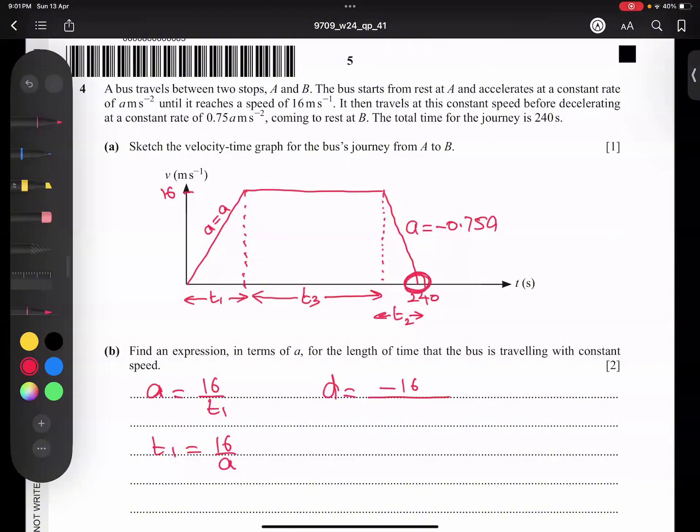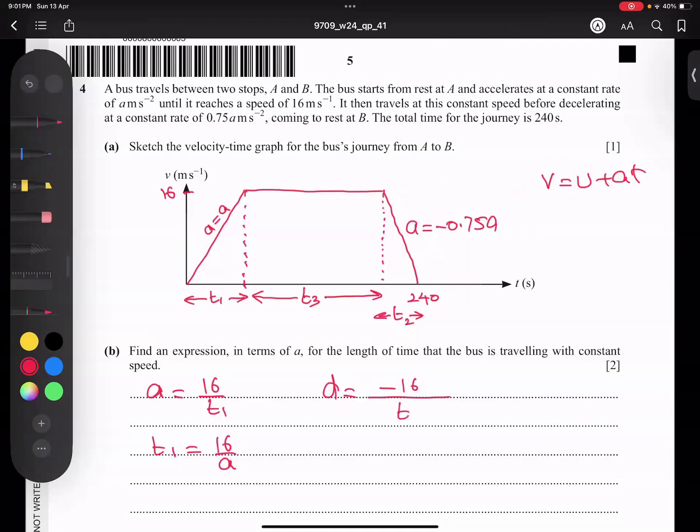Here we have A. If you're not comfortable, you can use this formula: V equals U plus AT. So what is V? 0. What is U? 16. And this is another way to understand. Or I am using this negative 16. How come? Because 0 minus 16, that is the reason behind it.